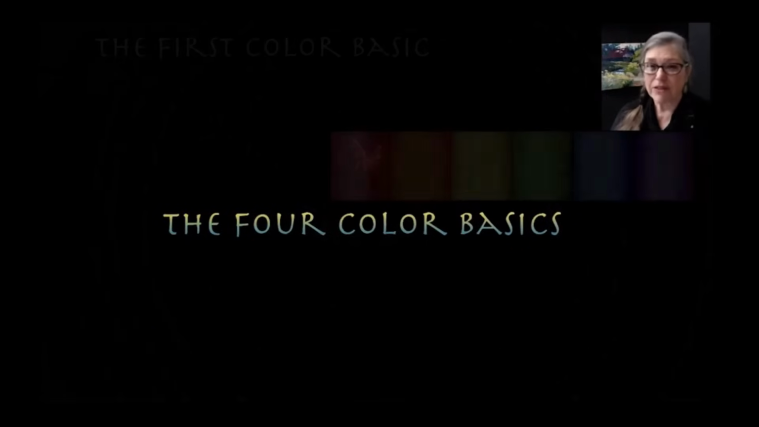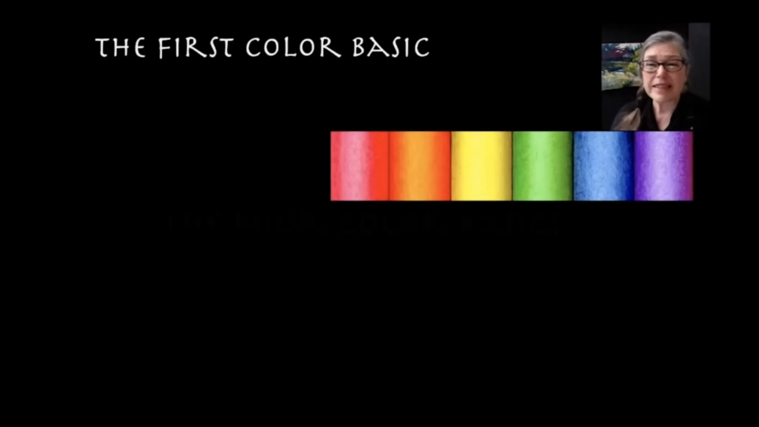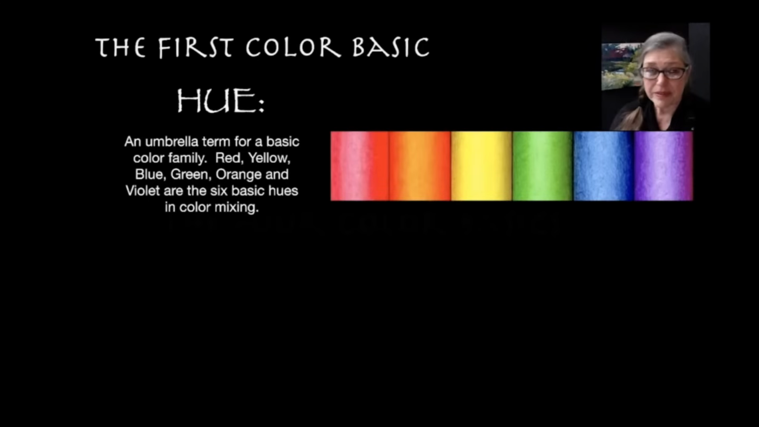Let's look at the very first color basic, which is simply a word, hue. The word hue means basic color. And for this conversation, we're going to talk about the 6 basic colors that begin our color wheel: red, orange, yellow, green, blue, and violet. The 6 basic hues in color mixing.